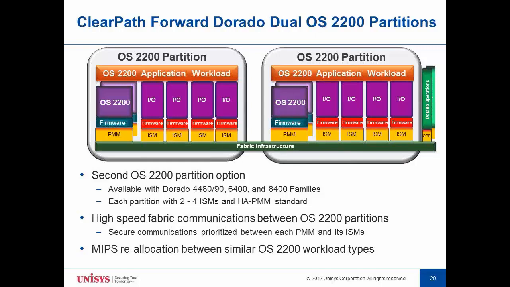So it's a secure communication fabric for process-to-process communications within OS 2200. And we have the MIPS reallocation capability. Even with the traditional fixed MIPS performance, you can move the MIPS around between these 2 partitions to balance your workload requirements through the day or the quarter, whatever your workload changes may require in terms of an overall reallocation of MIPS.